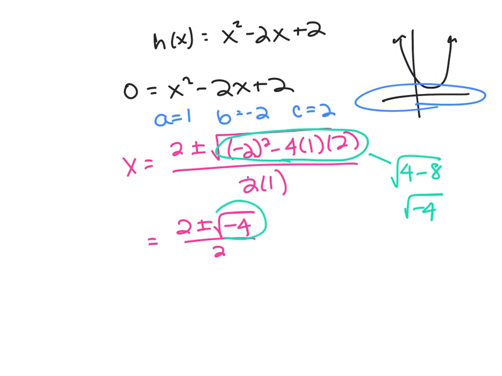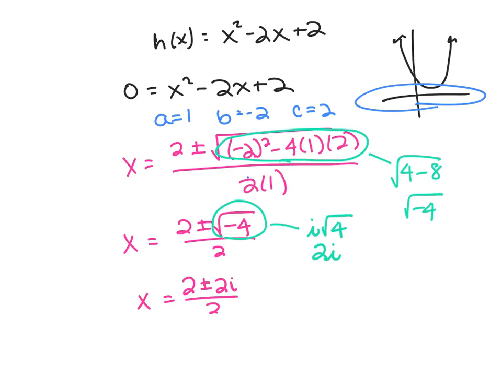So now let's simplify the square root of -4. Because that negative is there, we can pull the i out front. So we know it's going to be i root 4. And then on top of it, the square root of 4 is a perfect square, so we can turn this into 2i. So now we have 2 plus or minus 2i over 2.